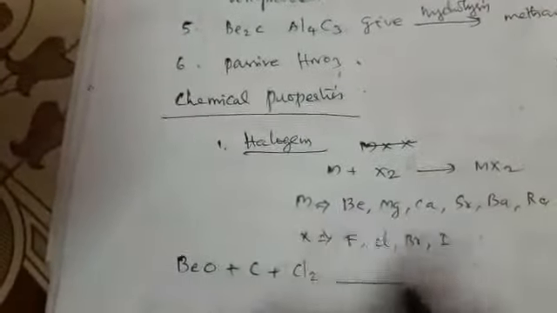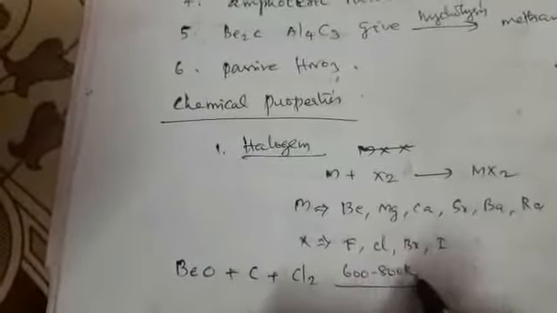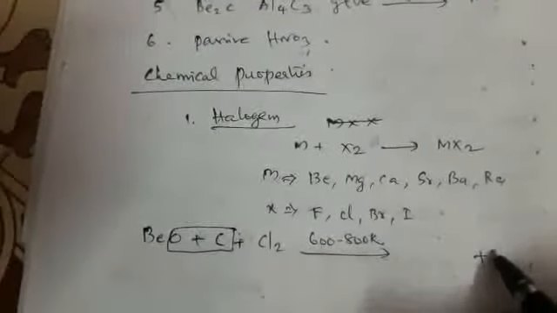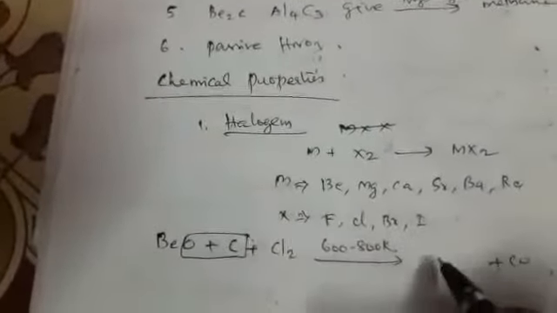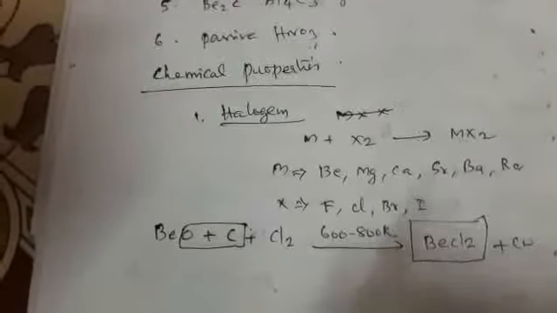Next, beryllium oxide decomposition. Beryllium oxide, BeO, is treated with carbon and chlorine at a temperature of 600 to 800 Kelvin. What happens is carbon takes the oxygen and releases carbon monoxide, and beryllium chloride is obtained. So this is one of the preparations of beryllium chloride.